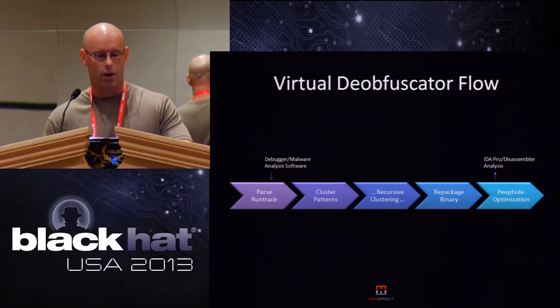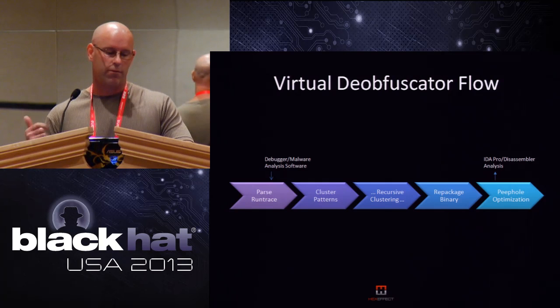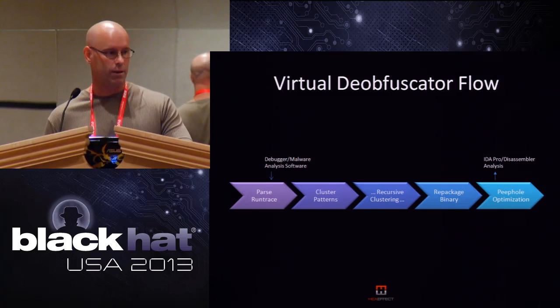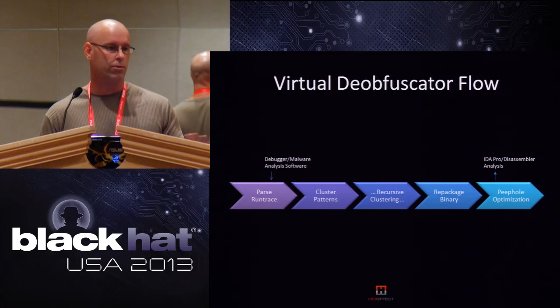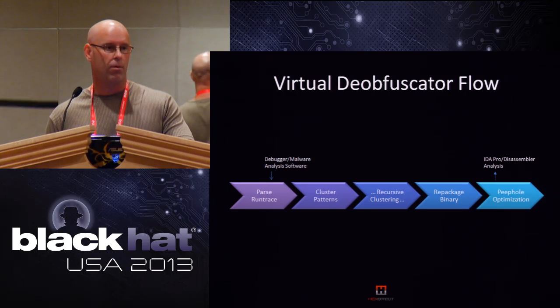So here's kind of a flow of how it works, right? Again, create the parse, create the run trace, then feed it into the virtual deobfuscator. It'll parse it and create a little database. It'll start clustering. It'll recursively cluster until it cannot find any more. Okay. Then the idea is you assemble it, which is part of the repackaging of the binary, and then I'm going to run a little peephole optimization.